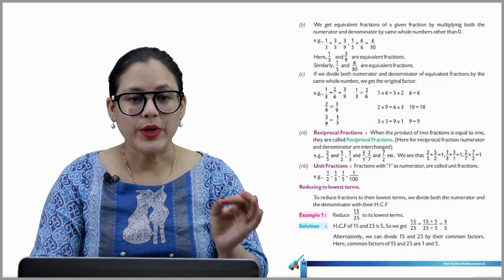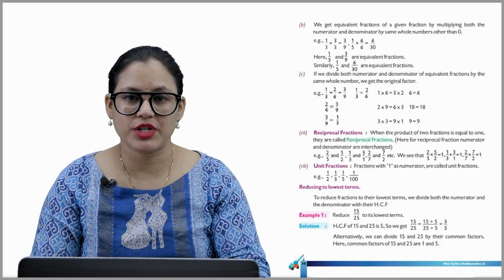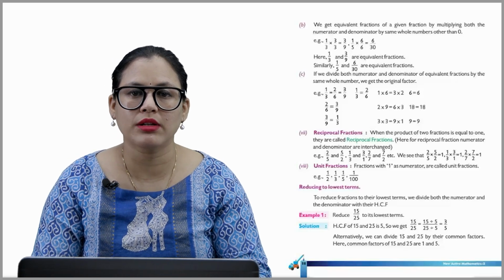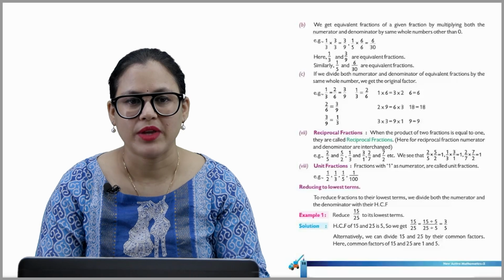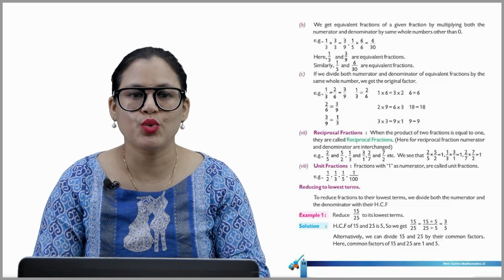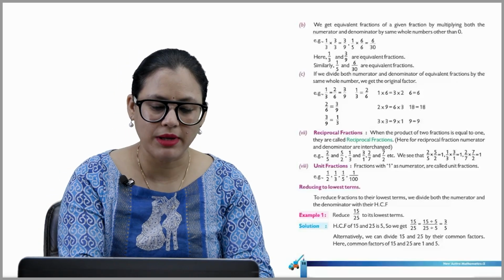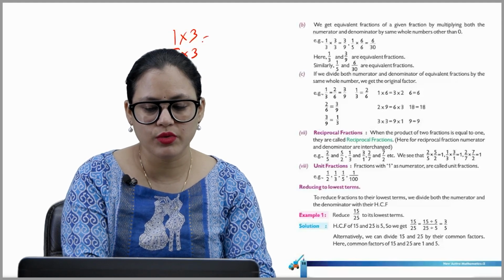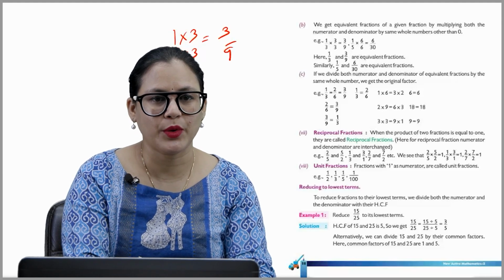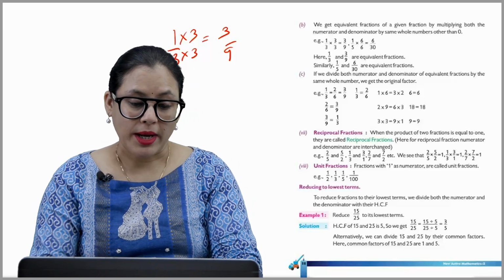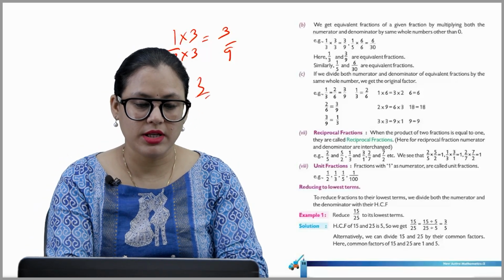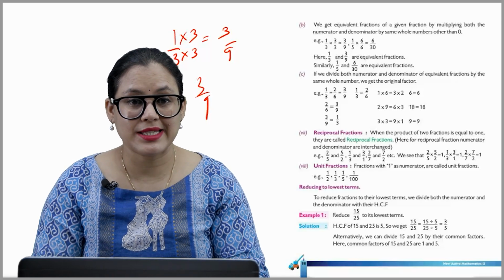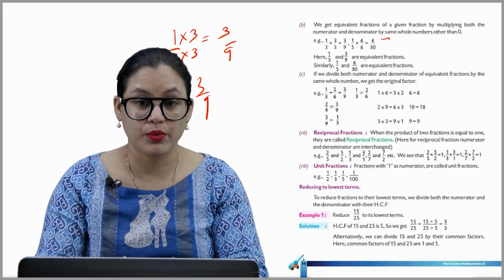B, we get equivalent fractions of a given fraction by multiplying both the numerator and denominator by same whole number other than 0. Example, 1 by 3 into 3 by 3, means we'll multiply numerator and denominator by the same number, so we'll get 3 by 9. Okay. So 1 by 3 and 3 by 9, these are equivalent fractions. Okay. Similarly, 1 by 5 and 6 by 30 are equivalent fractions.